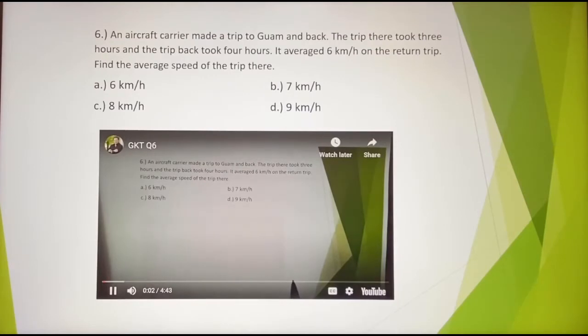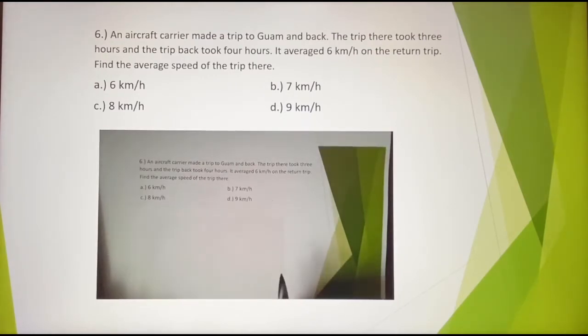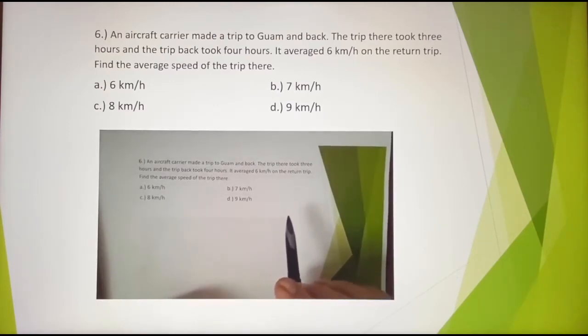This next problem is another one of these word problems or practical problems where we've got to figure out from the words what the mathematical formula or equation we're going to use is, and then from there solve it. This one says an aircraft carrier has made its trip to Guam and back.